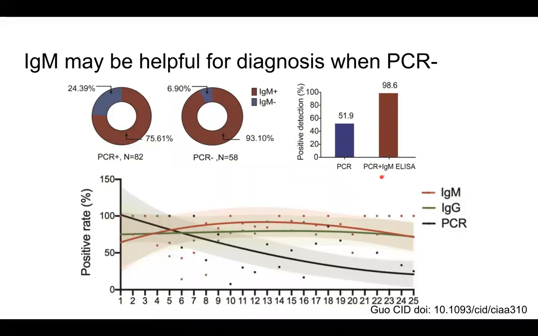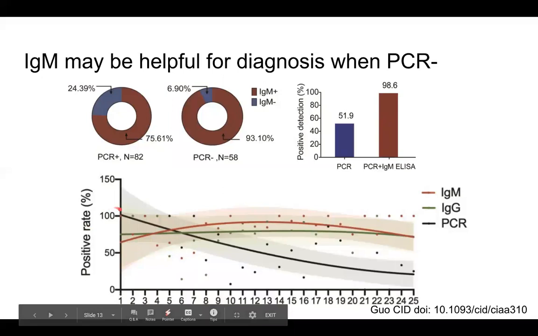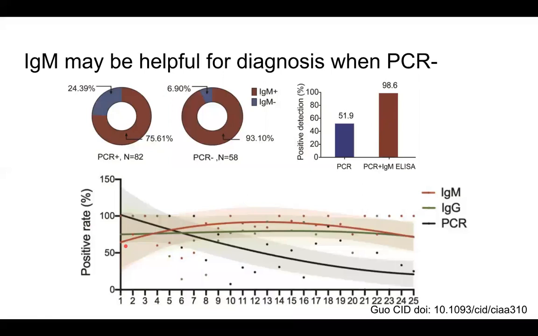And finally, the bottom figure puts this all together. The x-axis is days after symptom onset, and you can see the curve fits of PCR positive rate in black, IgG positive rates in green, and IgM positive rates in orange. Their model suggests that there's a PCR positive rate greater than 90% on days 1 through 3, but that this falls to less than 80% at day 6 and less than 50% after day 14.